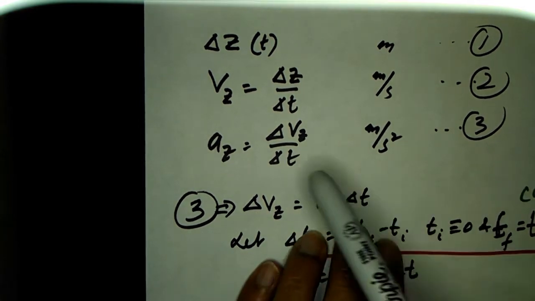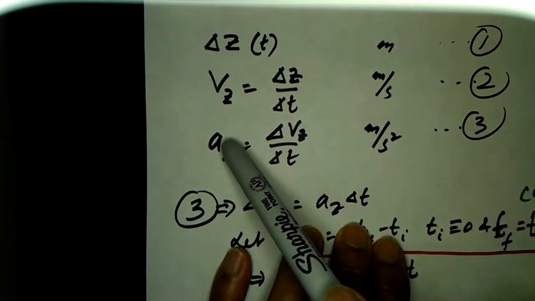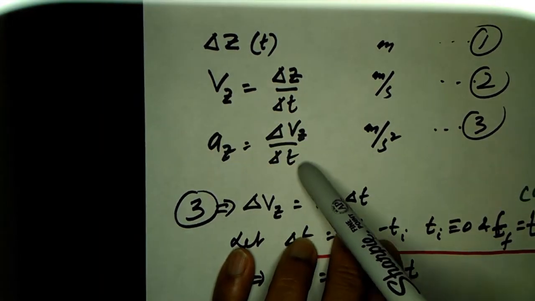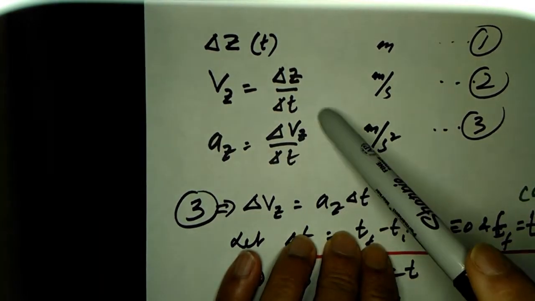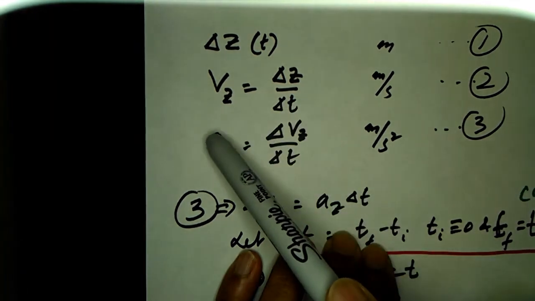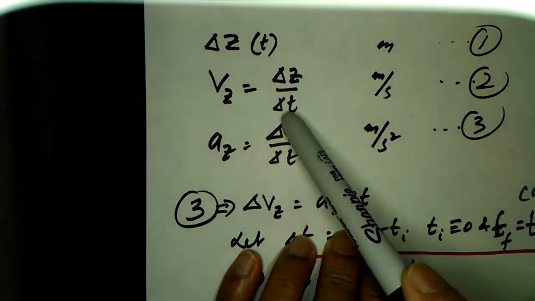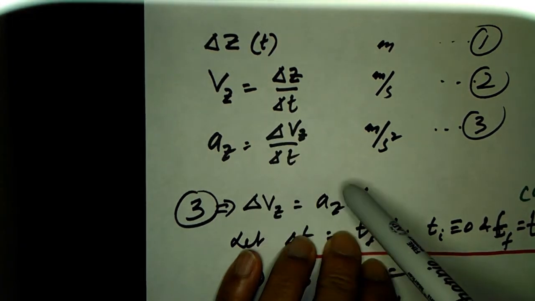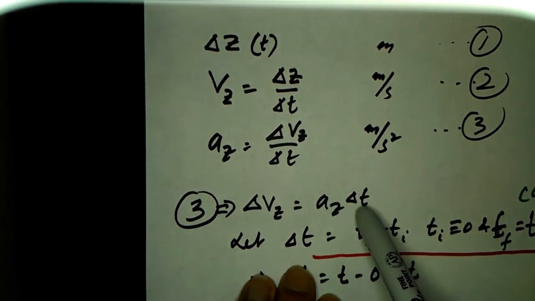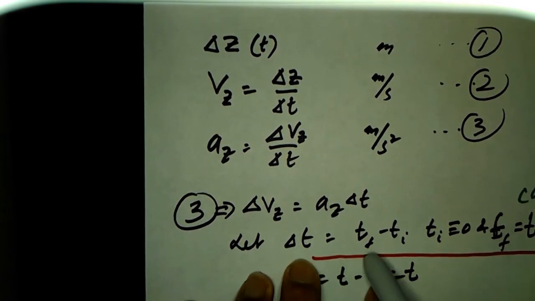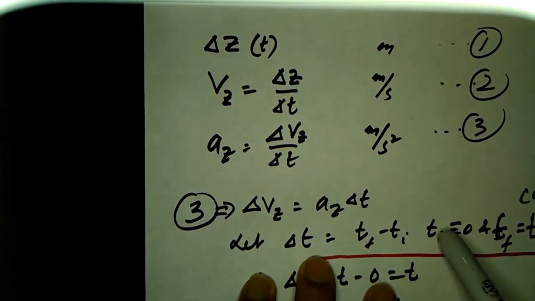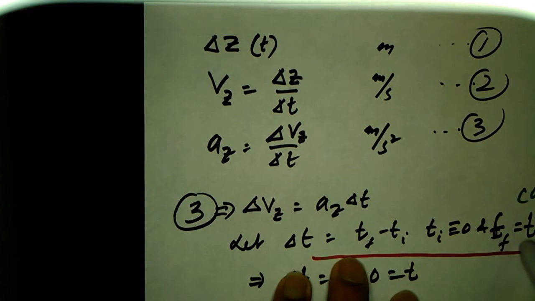Now let's take equation 3, this last equation, Az equals delta Vz over delta T. What I'm looking for is an expression for Vz in terms of A and time. So to do that, I solve for delta Vz, put delta Vz on the left, and it will be Az times delta T. Also delta T is Tf minus Ti. Let's call Ti equal to 0, Tf equal to T. That saves me some notation.